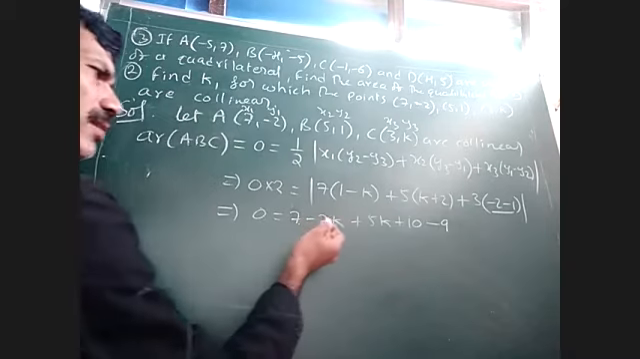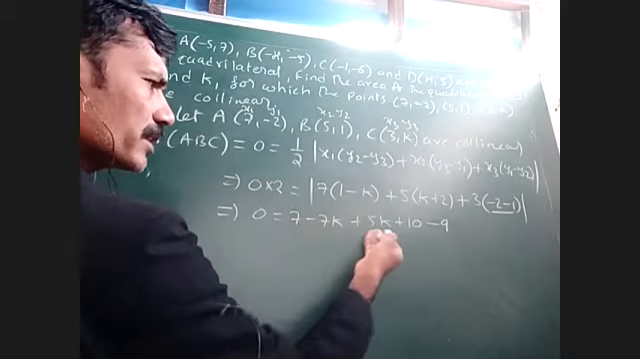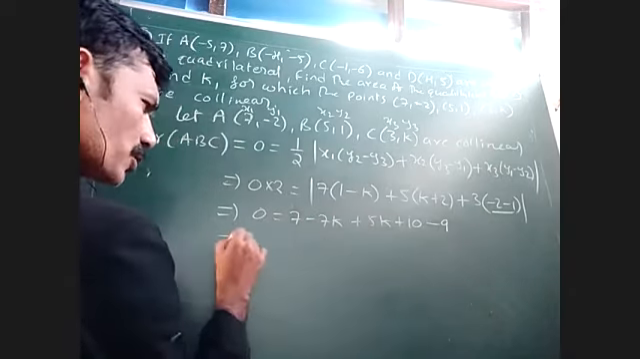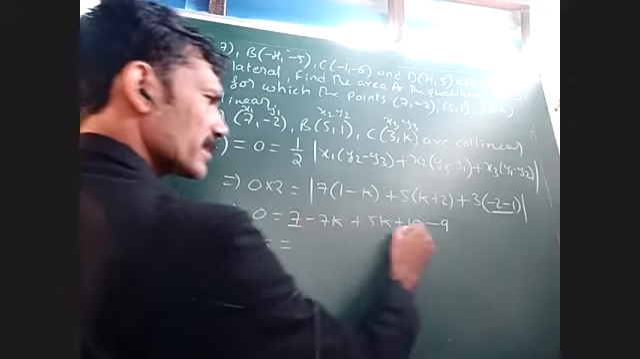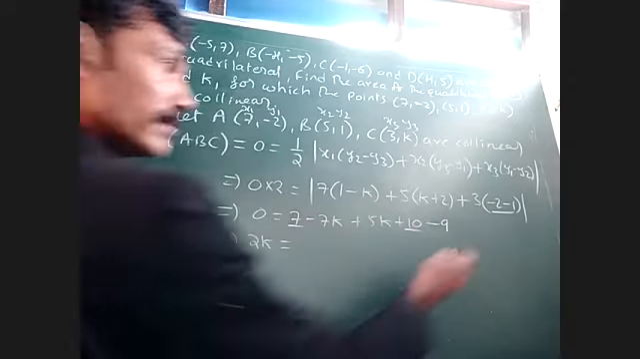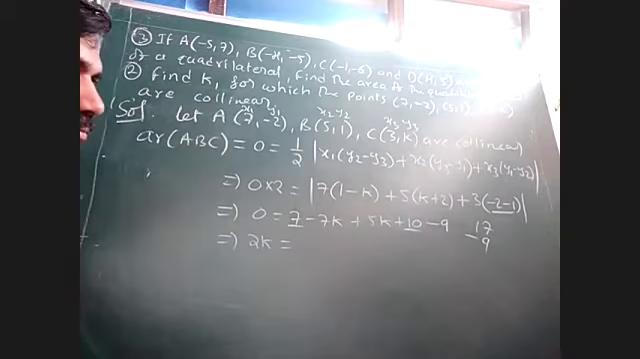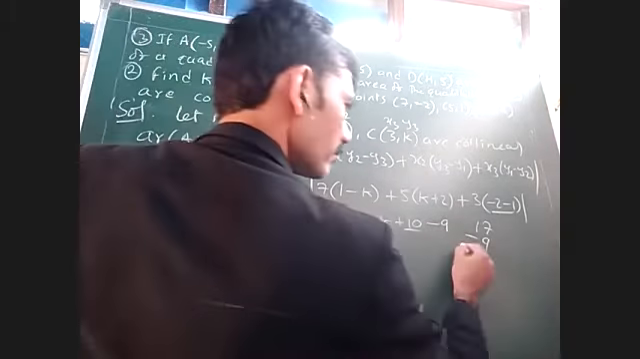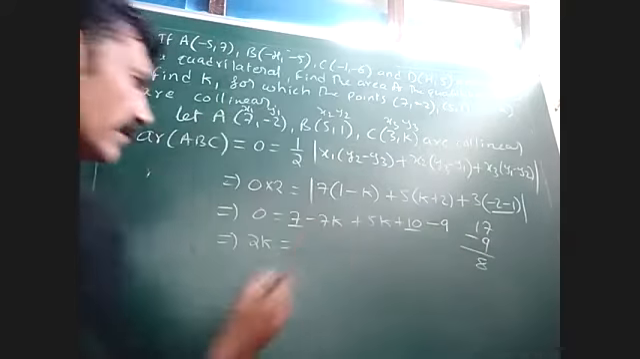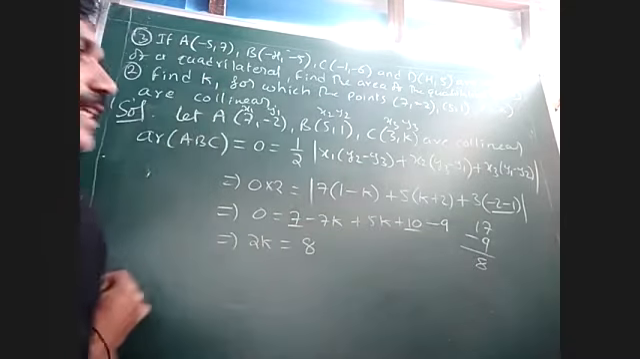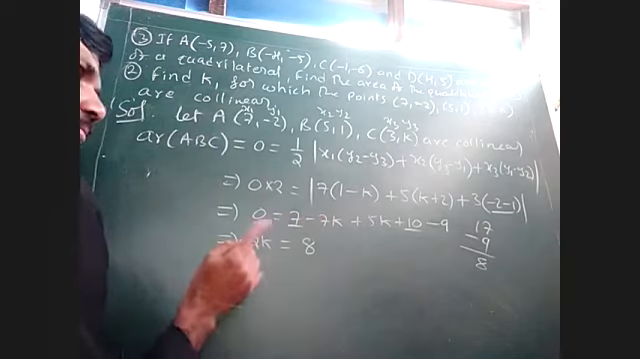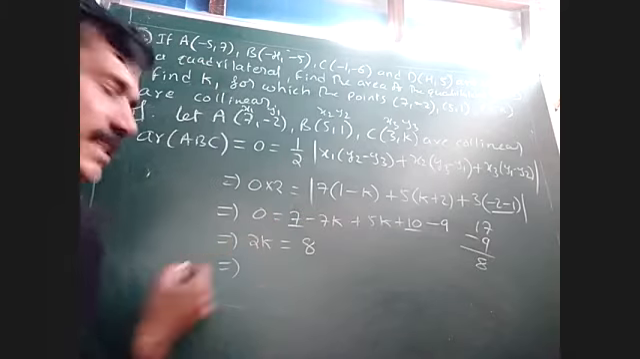Okay, we can add all these constant terms. If you add these two, minus 7k plus 5k minus 2k, you can bring this side. Therefore, 2k will be equal to, now add all constant terms. 17 minus 9 is, how much will you get? I think 8. So its value is 8. So twice k is 8.